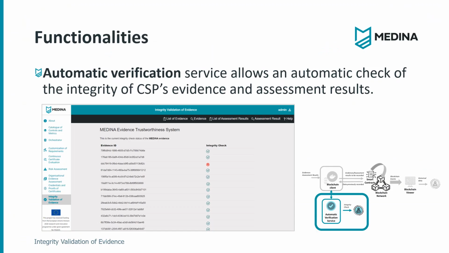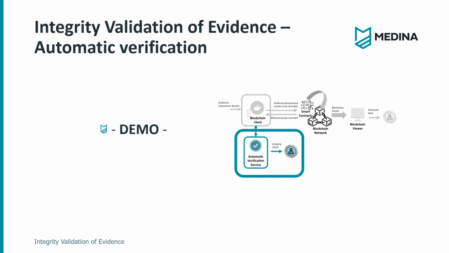Now, we see the last subcomponent of the trustworthiness system. This is the automatic verification service for automatic integrity validation of the current evidence and assessment results from the orchestrator. As you see in the figure, it provides a complete list of all the evidence or assessment results currently available on the orchestrator, identifying if its value has not been tampered with, which should be the usual case, or a problem is detected, maybe because of a change in the information or because the information was not previously recorded on the blockchain for any reason. Let's see now a demo of this automatic integrity verification system.